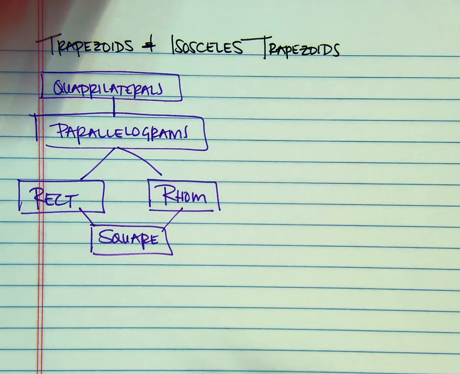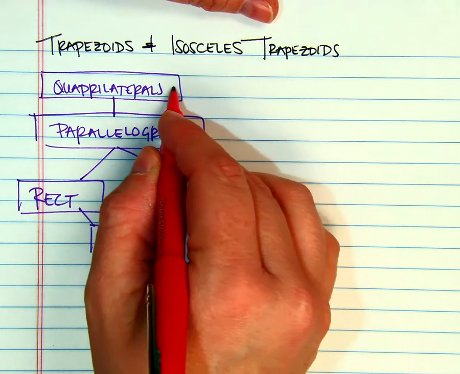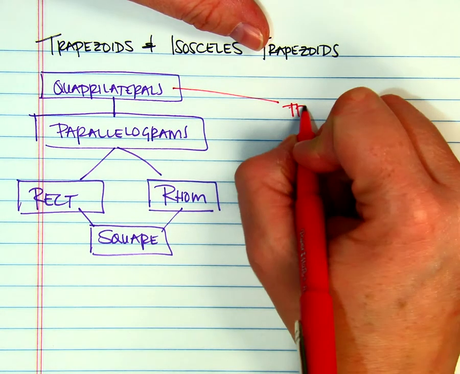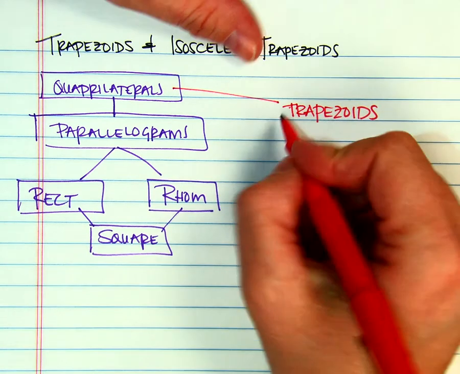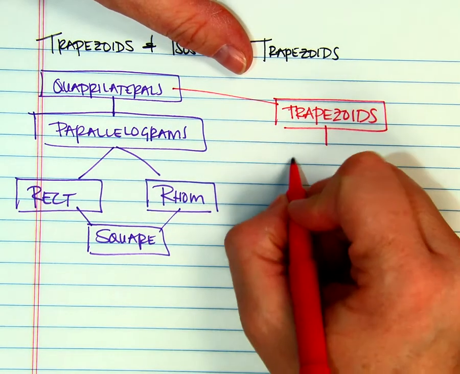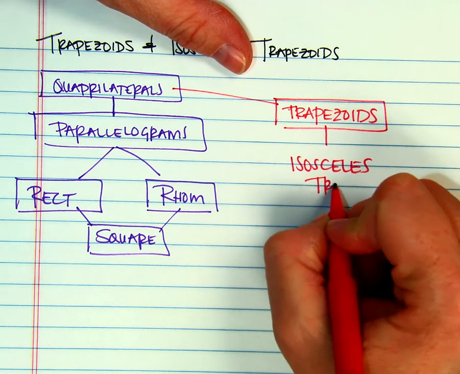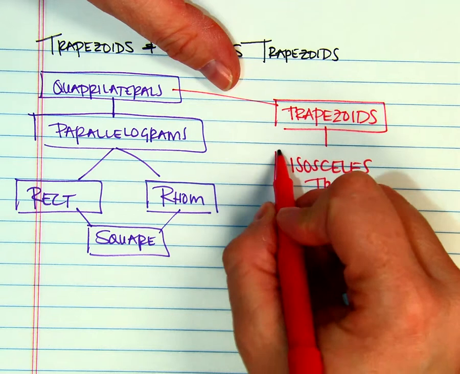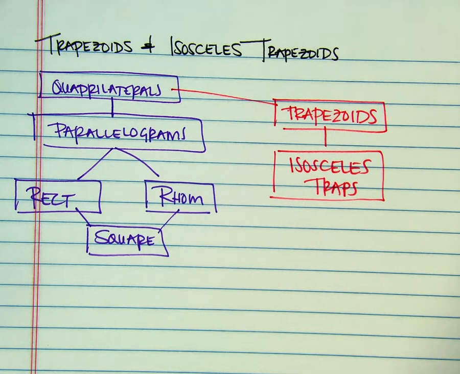So where do trapezoids and isosceles trapezoids fit in? Well, they are not a parallelogram. Trapezoids are their own unique bird over here because they are not parallelograms. So trapezoids are over here, and then you have isosceles trapezoids. Okay, so trapezoids are not parallelograms.